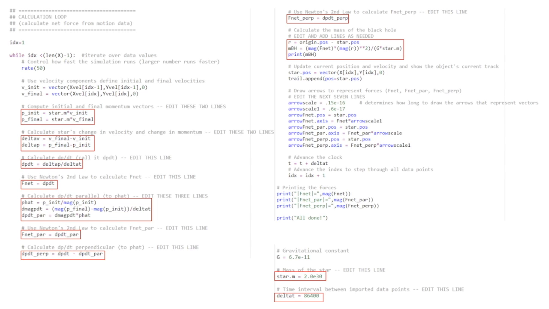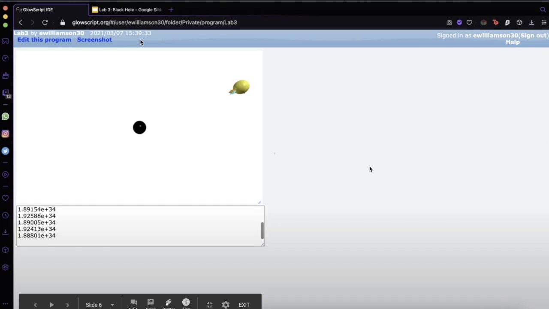Here are all of the aforementioned formulas input into the code, along with the gravitational constant, star's mass, and the time of one rotation around the black hole, which is 1 day, or 86.4 thousand seconds. This is the video of the simulated star moving around the black hole.